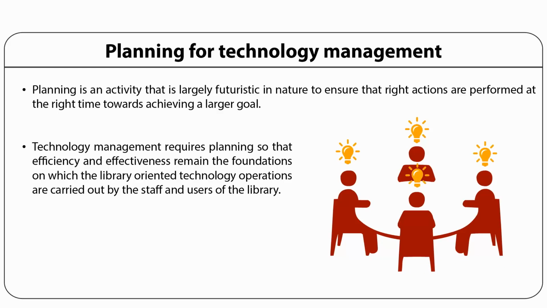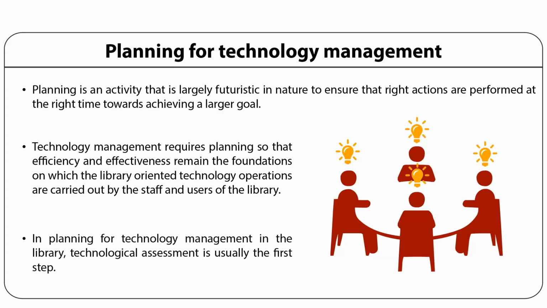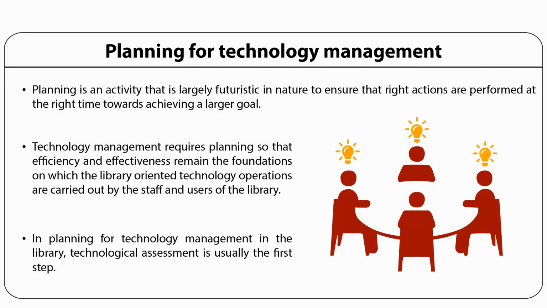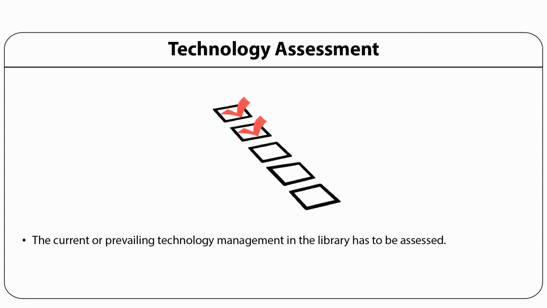So when we talk about planning for technology management, the first aspect is technology assessment. We need to assess the technology that we have in the libraries. This can be considered as the first step for planning for technology management. The current and prevailing technology management in the library has to be assessed.